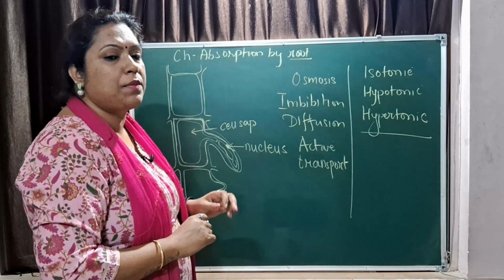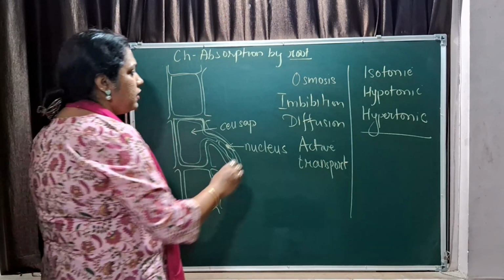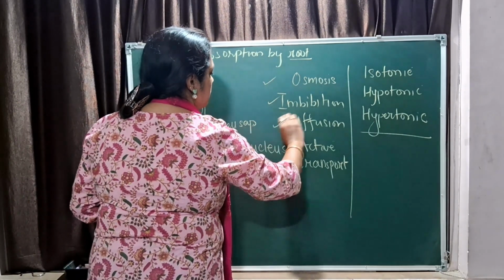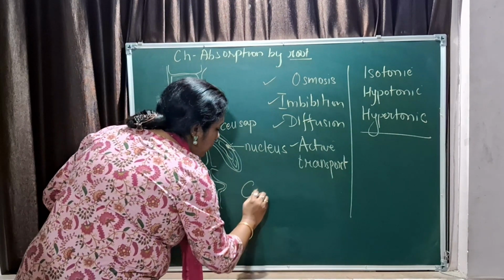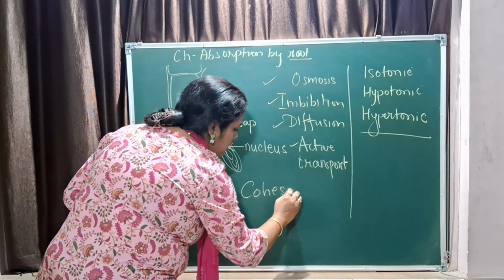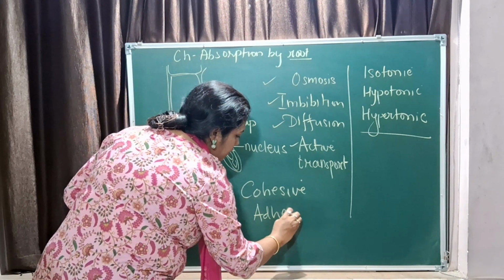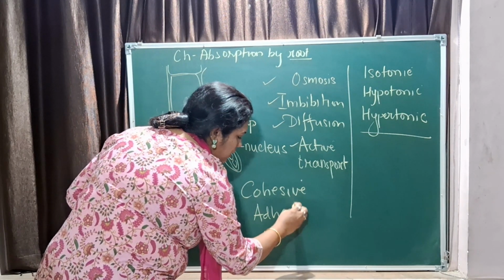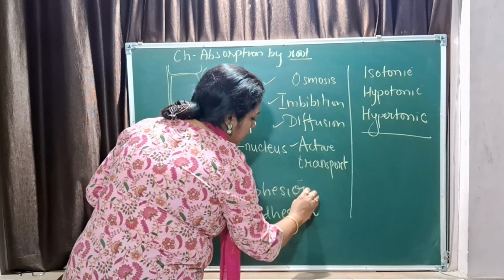Now moving up from the structure of the root hair, I hope it's clear. There are these 4 aspects we'll be talking about, and there are 2 more things that we need to know: cohesive force and adhesive force, or cohesion and adhesion.